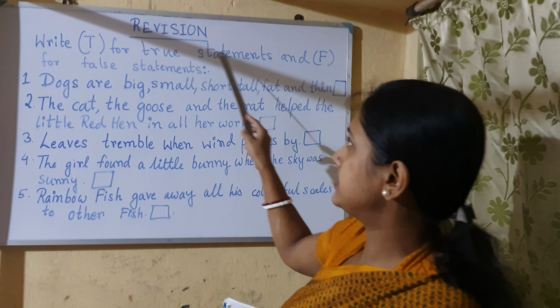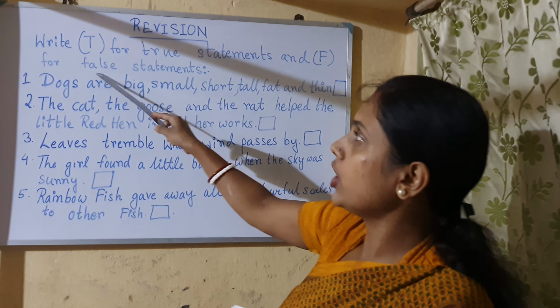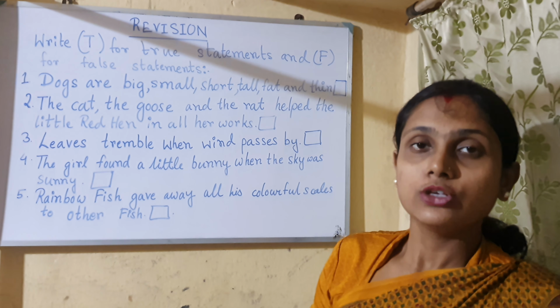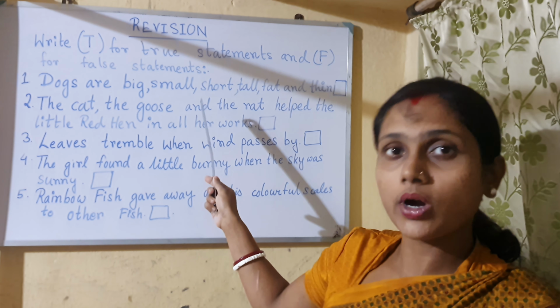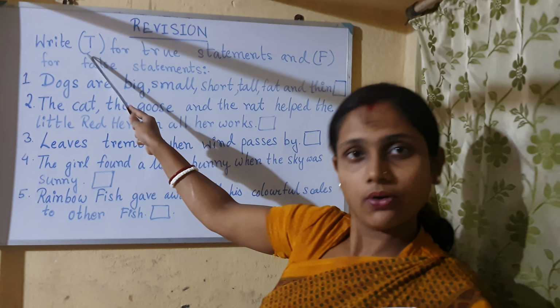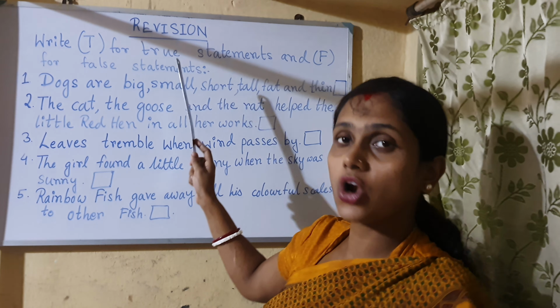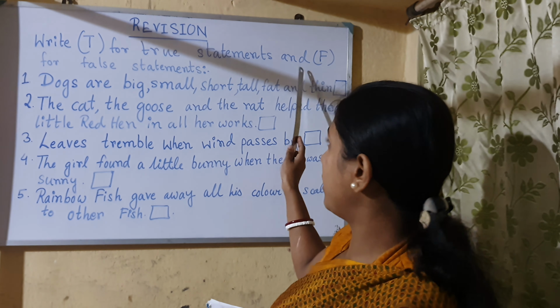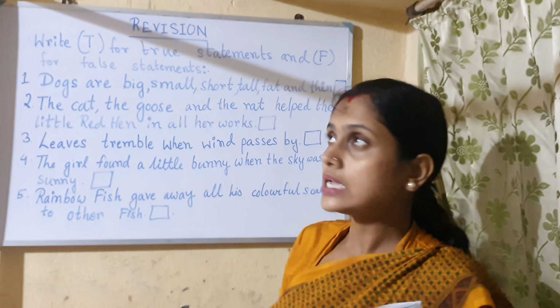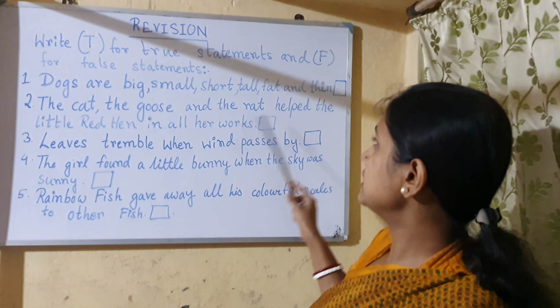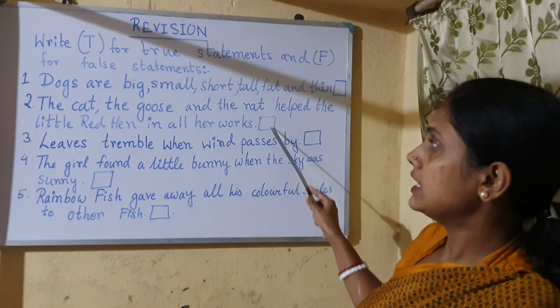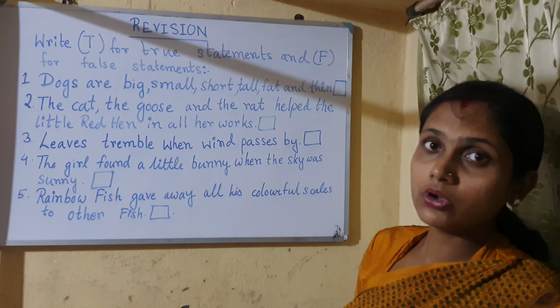Write T for true statements and F for false statements. Okay, so if the statement or the sentence is correct, what you will write? T. If the sentence is wrong, then what you will write? F. F stands for false and T stands for true. You can see that I have drawn the boxes, so inside this box you have to write.